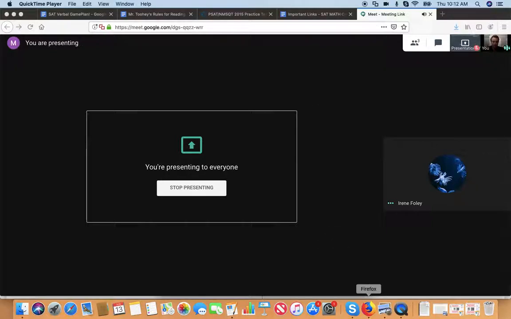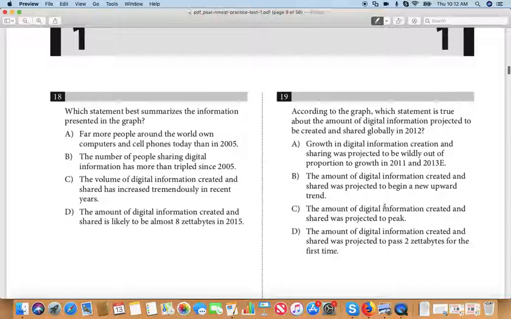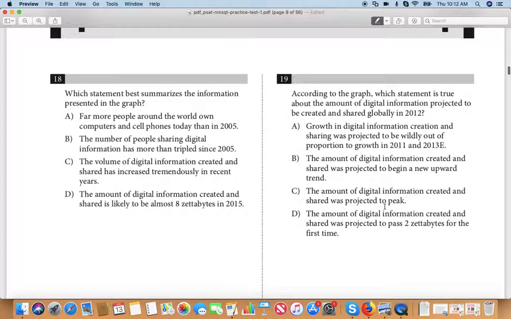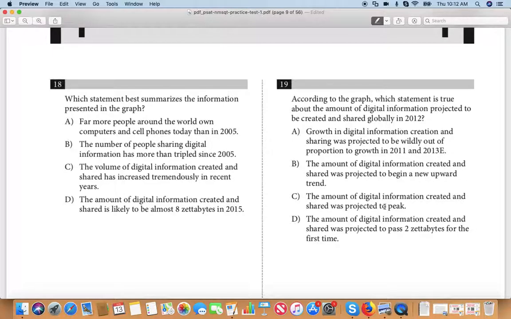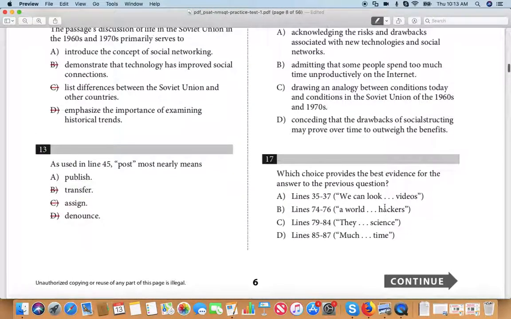Before we go on to the next passage, I want to work on questions 18 and 19 from that first passage we were working on, which requires some graph analysis. So let's work on those together. Irene, go ahead and read question number 18 for me, please. Which statement best summarizes the information presented in the graph? The graph above right here.